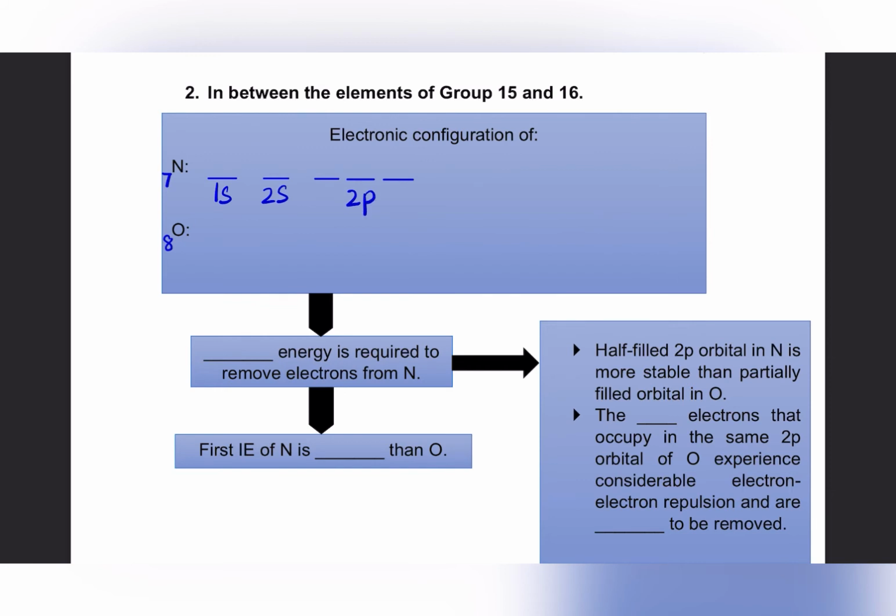and the next one, I'm going to fill the electrons, which is 2 electrons in 1s, 2 electrons in 2s, and so 4 electrons already used up. So I got 3 more left, 1 in each room of 2p orbital. So as you see here, in 2p orbital, you got half filled 2p orbital.